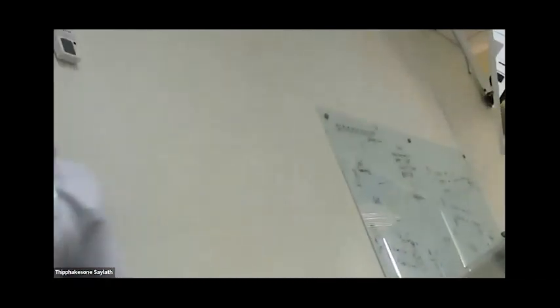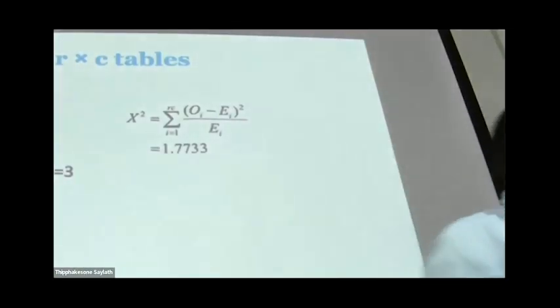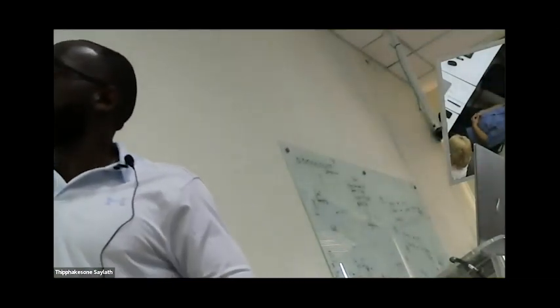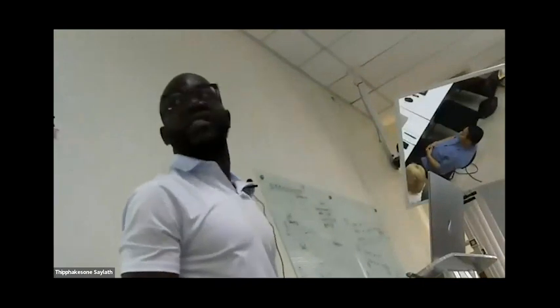Since we have a 2 by 4 table, the degrees of freedom for our test is equal to 3. Our critical value for our test is equal to 7.8. Our test statistic is equal to 1.773. What do you think we're going to do at this stage?